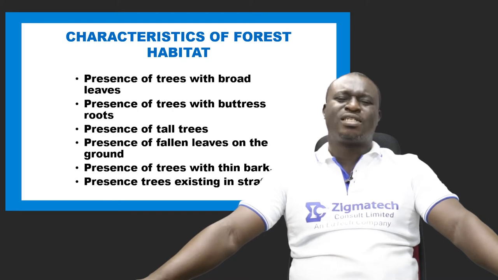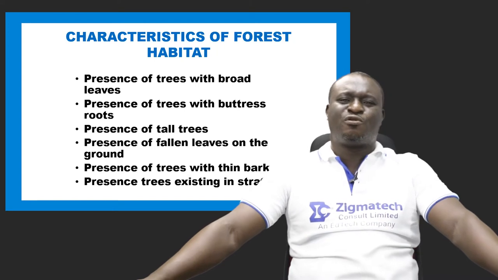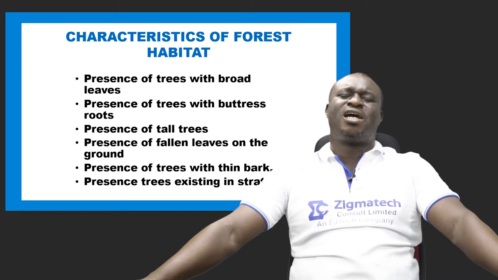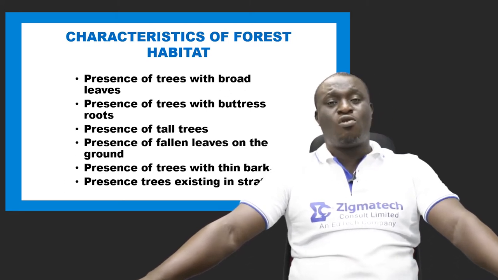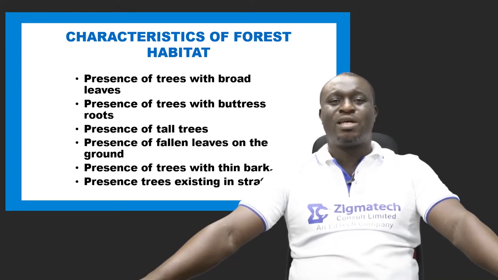Number three is presence of tall trees. There is always presence of tall trees. Examples of such kinds of trees you find in forest habitat include the iroko tree. It is a very tall tree. You have the mahogany tree. You have the obeche tree. These are tall trees, and they are present in forest habitat.